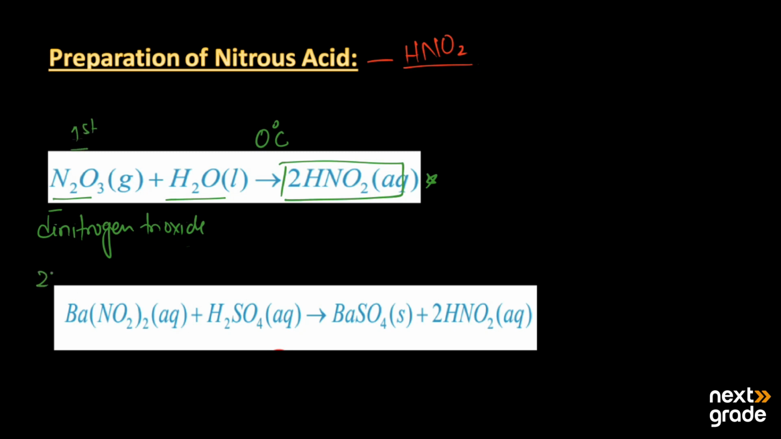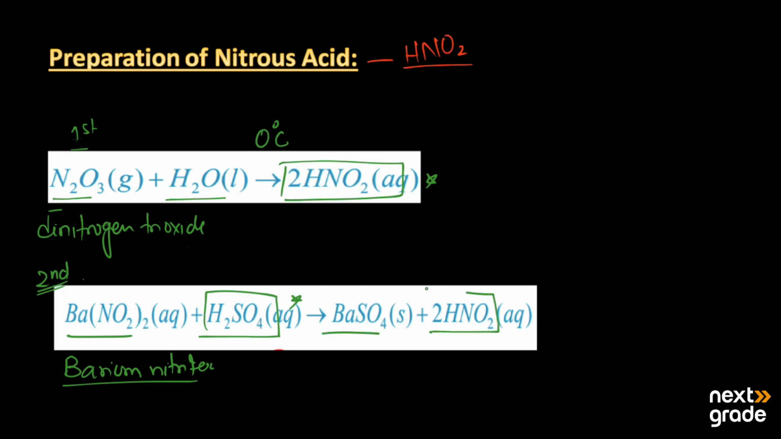Then we have the second method of preparation. It is by the use of barium nitrite. When we take its aqueous solution along with sulfuric acid, also in aqueous form, we gain two products, barium sulfate and nitrous acid. So nitrous acid is the main product of our chemical process. These are the two simple methods of preparation of nitrous acid.